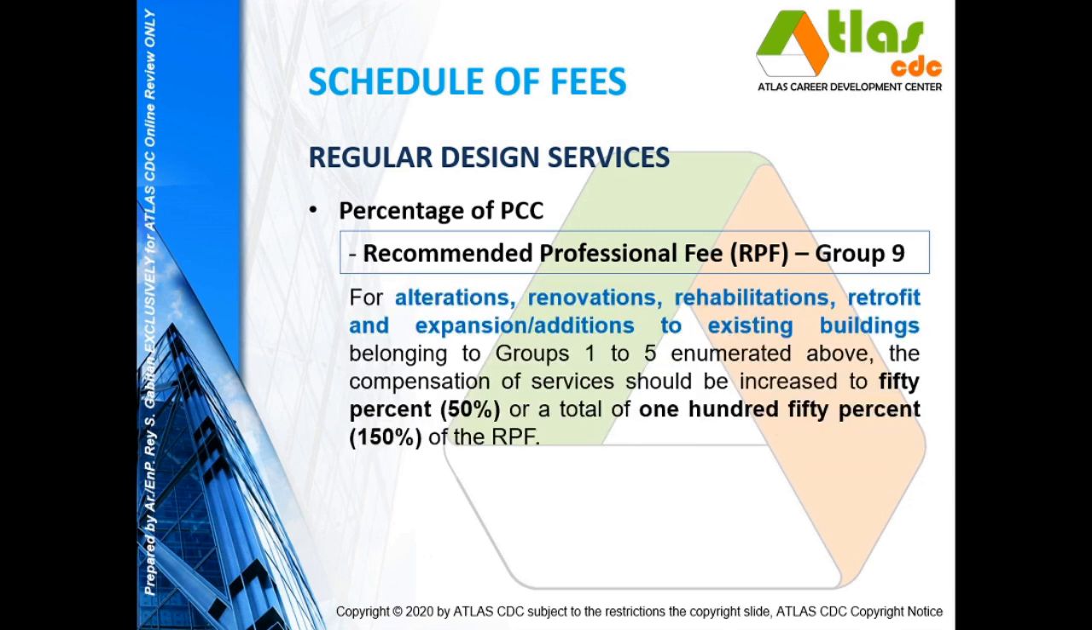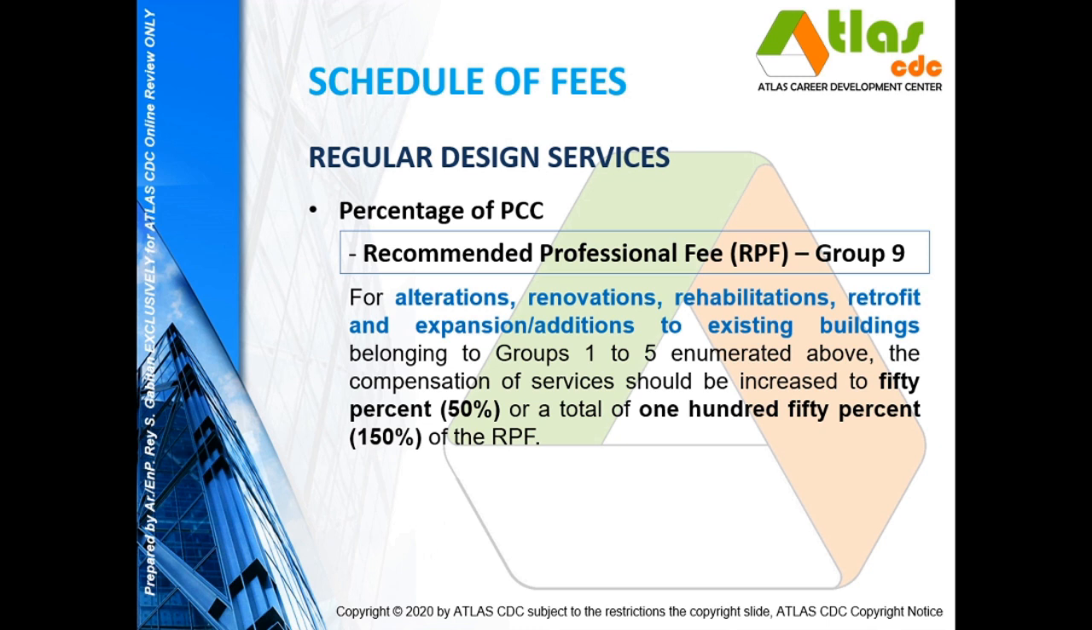We go to Group 9. This is for alterations, renovations, rehabilitations, retrofit and expansion, additions to existing buildings belonging to Groups 1 to 5 enumerated above, and the compensation of services should be increased to 50% or a total of 150% of the RPF.